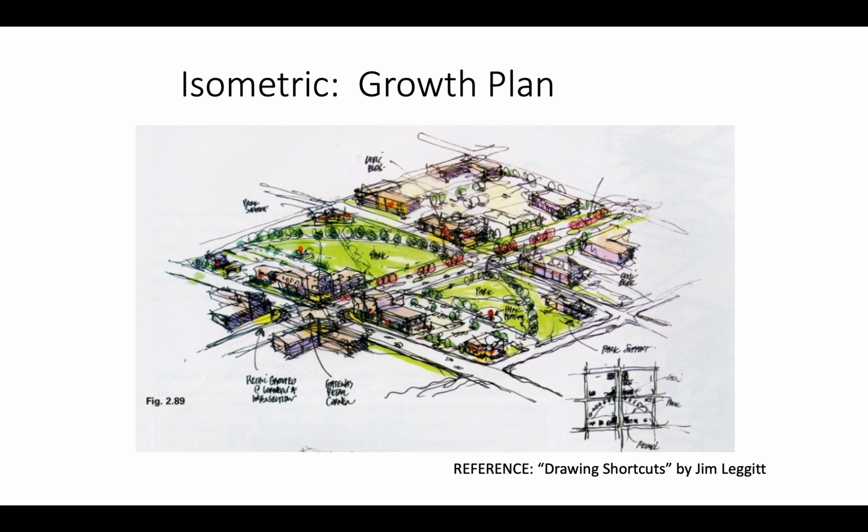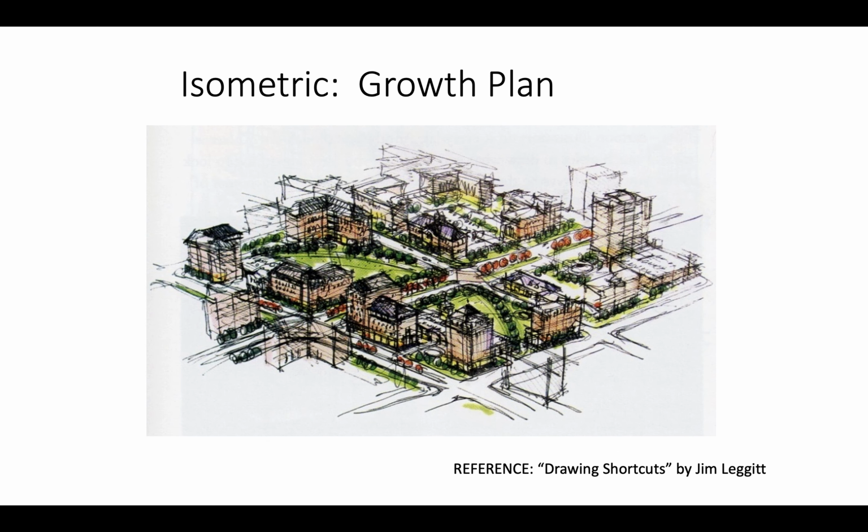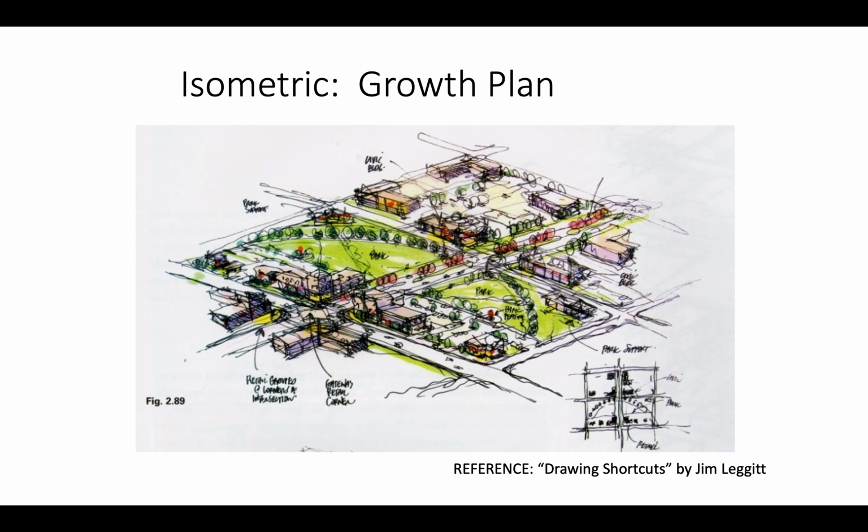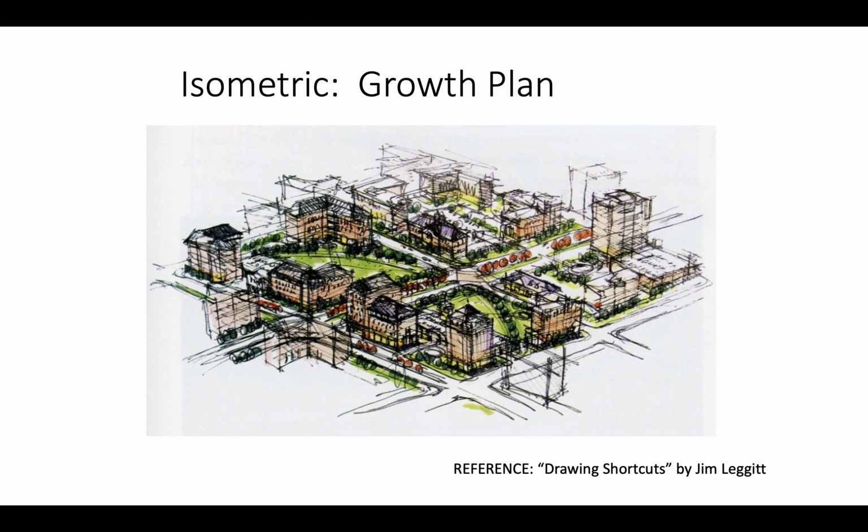So we can also layer trace paper on top of each other and start to show the growth over time of a particular neighborhood with this isometric view. It's really nice to be able to show phased construction or phased growth in this view by just simply placing another piece of trace over the previous one and continuing to build up the drawing.